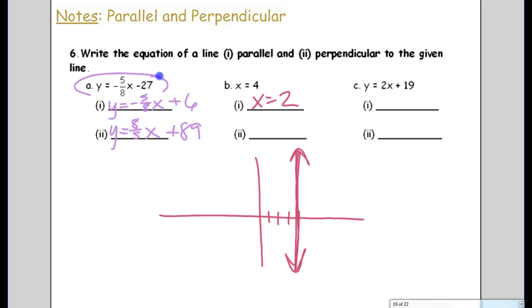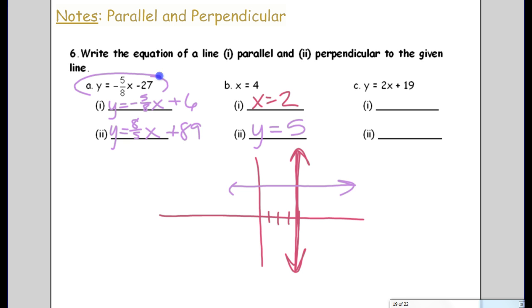What's going to be perpendicular to that? We need something that looks like this. What does that equation look like? Y equals any number you want. Y equals any integer you want. Just don't put an X in it, because then that's where you get messed up. Okay, last one for C.